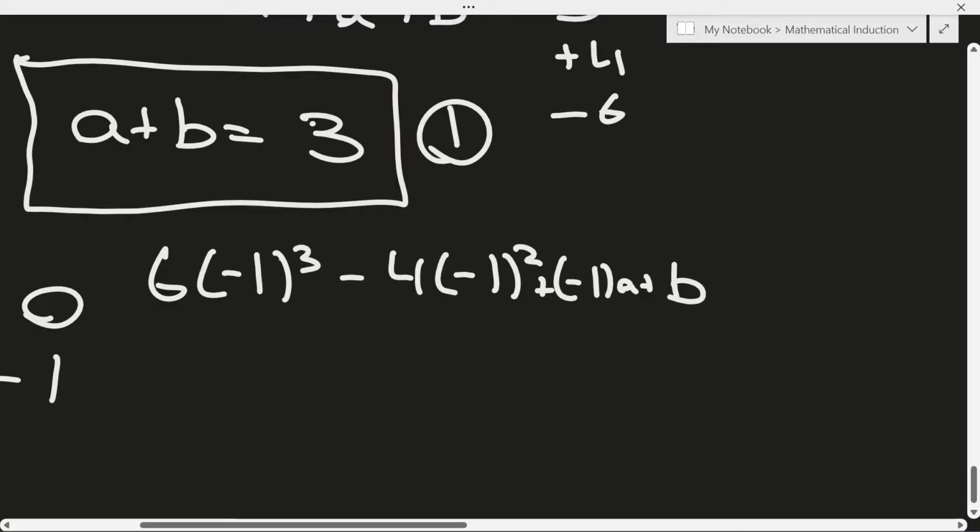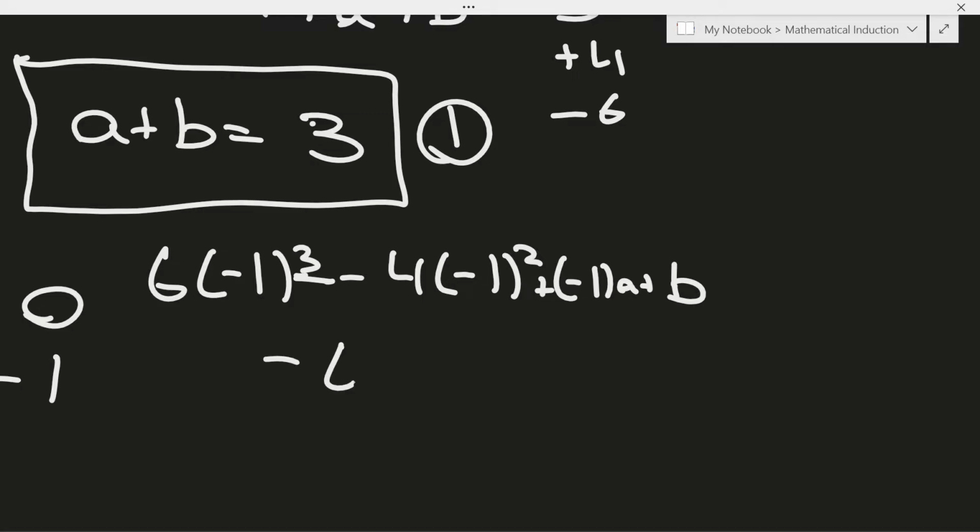This is equal to, since this is an odd power, it's going to be negative, so we'll have minus 6, and since this is even, it's going to be positive, and a negative times positive is negative. So minus 6 minus 4 plus minus 1a, which is equal to minus a, plus b should be equal to 1.